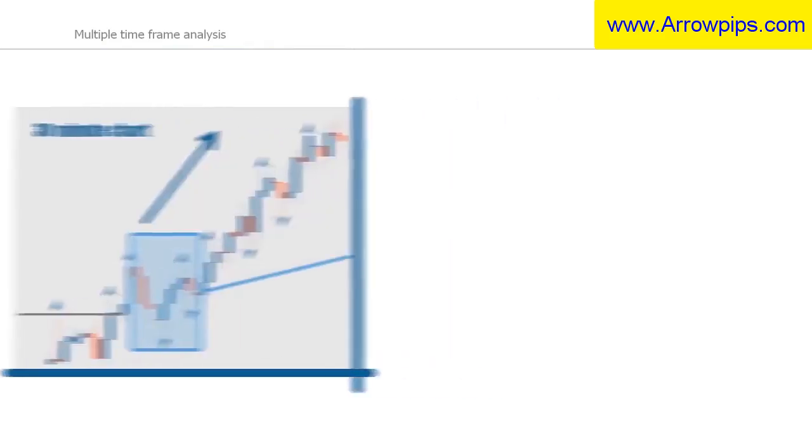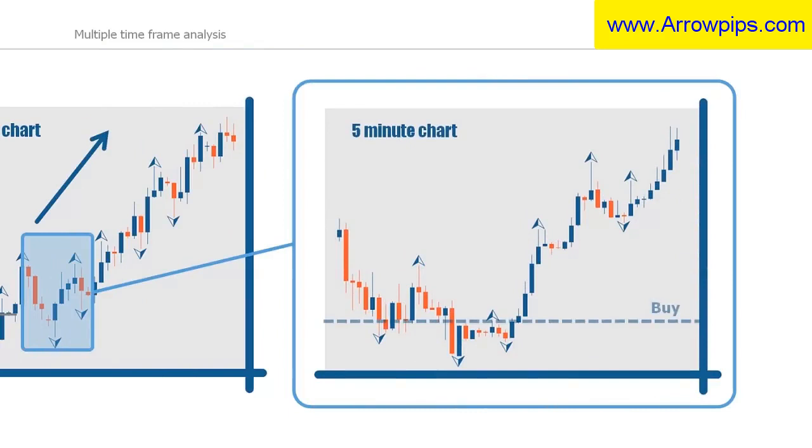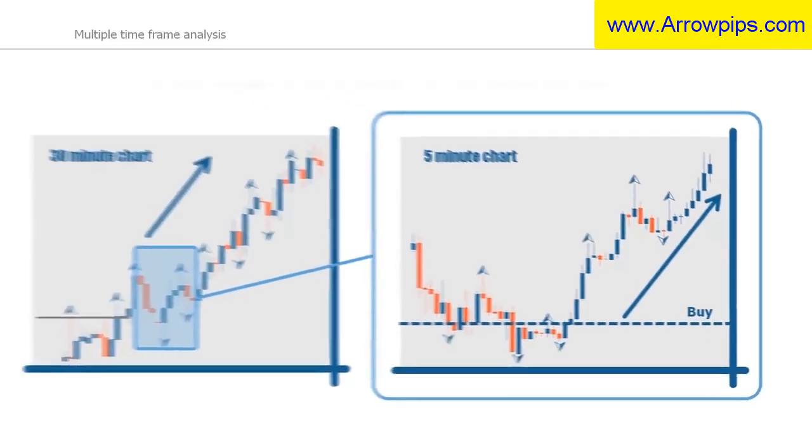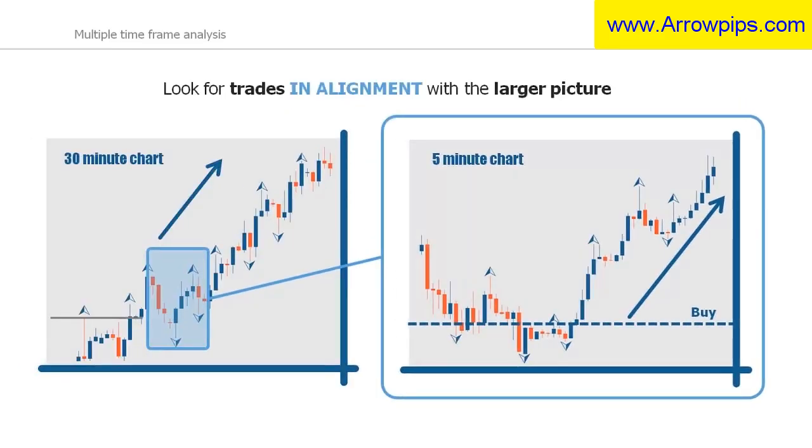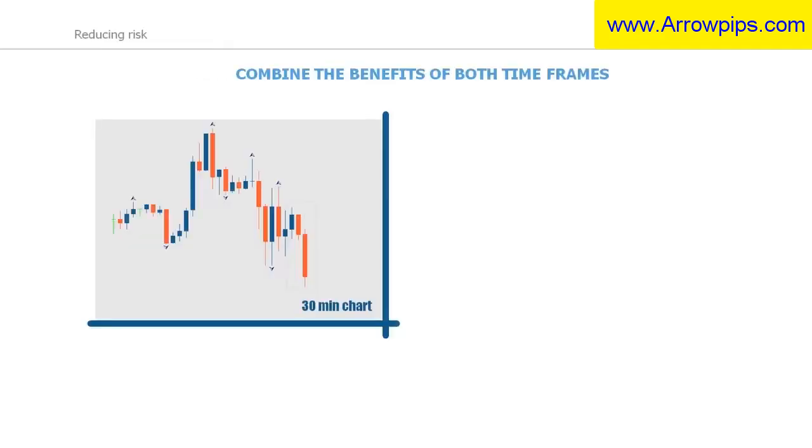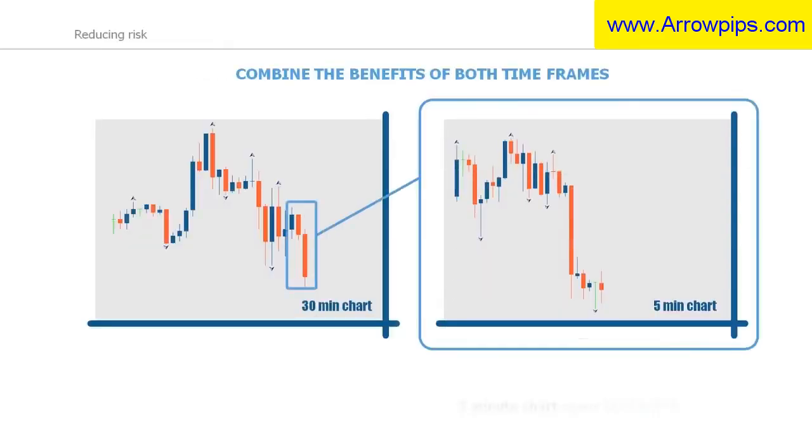If we now zoom down to the 5-minute chart, known as the smaller time frame, we can look for more precise entries in alignment with the larger trend. Remember, trades taken in alignment with the larger picture have a higher probability of working out. When moving down to the 5-minute time frame, you will notice that the chart covers far less data than you would find on the 30-minute time frame.